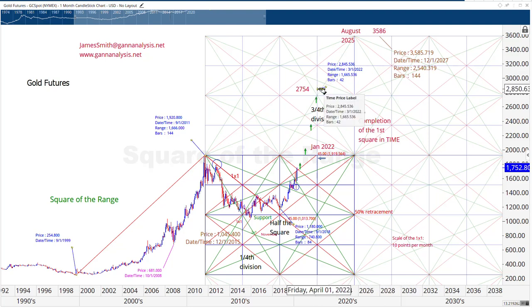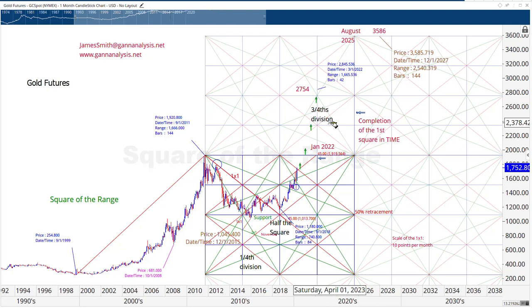It's not impossible that you could rally 1,666 points from this low back here to this high. It's possible. Well, actually, it's from this low here to this high. So if you see that happen, you get to 28.45, then you should be looking for a possible top if it gets there in sync with the 3/4 division in time.